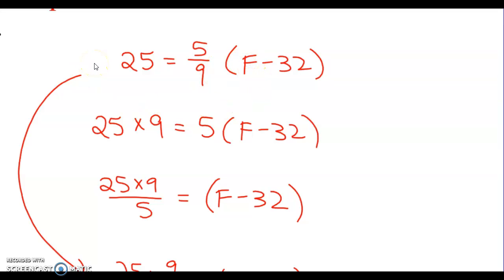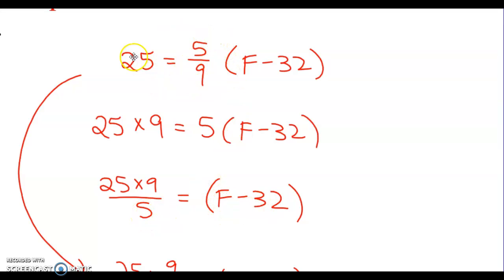Now, remember when we're isolating, it's always inverse operations, which means I follow BEDMAS backwards. So the first thing I'm going to get rid of is the 9. I'm dividing by 9. When I move it over to the other side, I multiply by 9. So I have 25 times 9 equals 5 bracket F minus 32. Now to get rid of the 5, I'm multiplying. The opposite would be to divide. So 25 times 9 over 5 equals F minus 32.